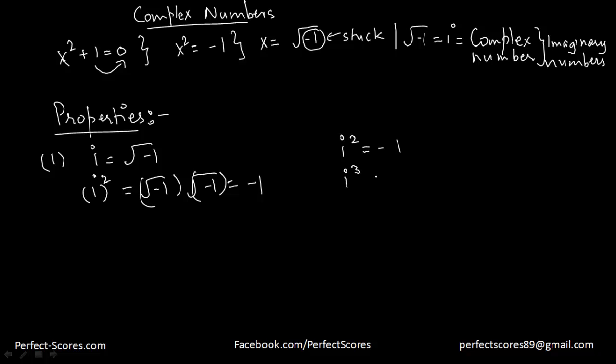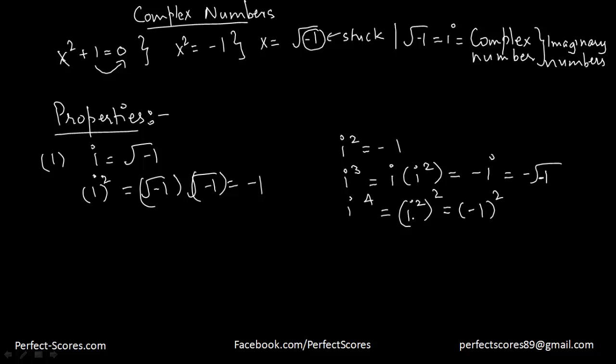Similarly, if the value of i squared is equal to -1, then what will be the value of i to the power 3? That is going to be i times i squared, which is equal to -i. In mathematical terms, it's the negative of the square root of -1. And what about i to the power 4? i to the power 4 is going to be the square of i squared, which is (-1) raised to the power 2, because i squared is -1. So (-1) raised to the power 2 is equal to +1. So this is the first property, the various identities or properties of i.